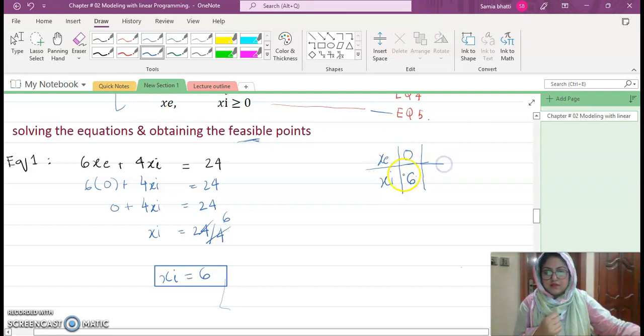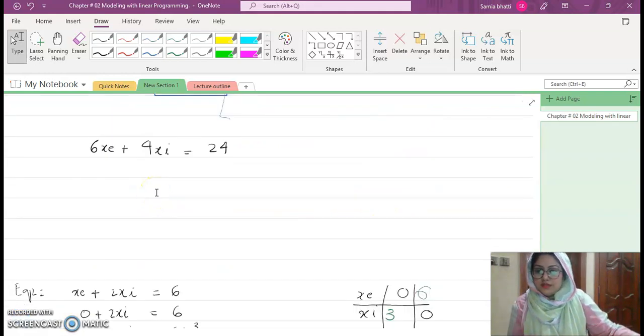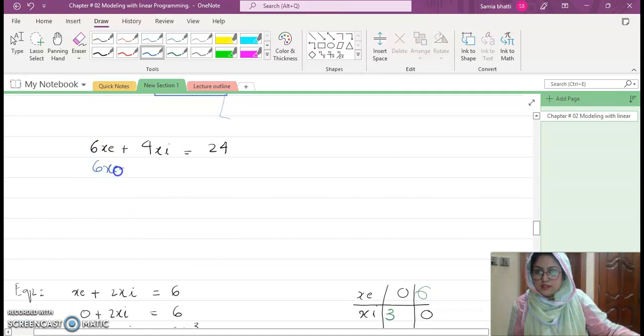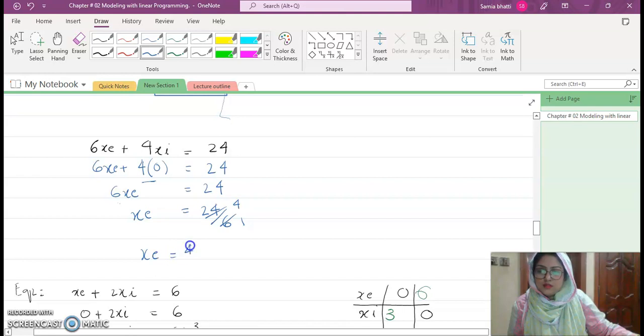Now in the other case, we will make xi 0 and obtain the value of xe. So here we are putting 6xe plus 4 times 0 equals 24. This whole term becomes 0, only 6xe remains, and 24. So xe is equal to 24 upon 6, bringing this number to the denominator's place. 6 ones are 6, 6 fours are 24. So xe equals 4.